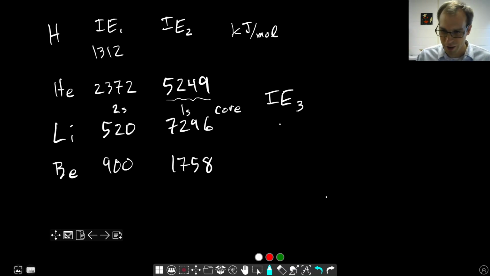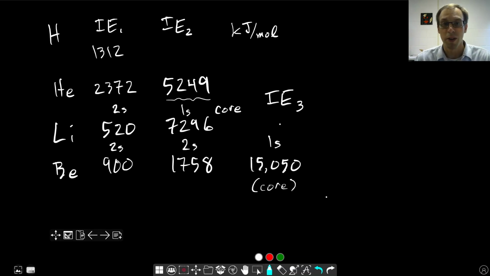and now we're looking at the core electrons. This electron was a 2s electron, and this electron removed was a 2s electron. And now we're looking at 1s electrons again. The ionization energy jumps up to 15,050, a huge increase in the ionization energy. Again, this is because now we're removing core electrons. And this is evidence for these shells and subshells that we've been talking about, that all this quantum mechanical stuff, all these orbitals, really do exist and are reflected in data that we can measure about the atoms.